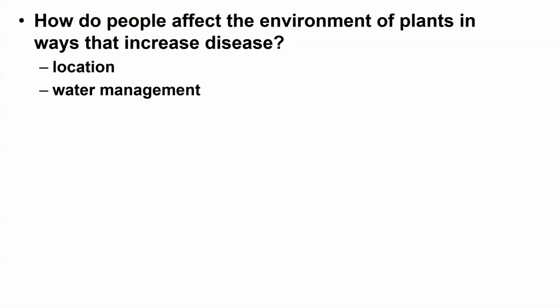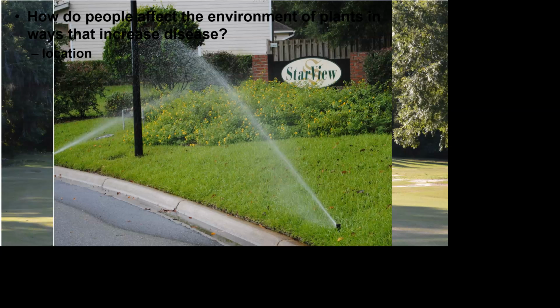We can look at water management. How can we affect water management to decrease disease development? Water management makes a difference. When we irrigate, what time of the day do we irrigate? The concept is to always irrigate in such a manner that it helps decrease the amount of time that moisture remains on the leaves of the plant.